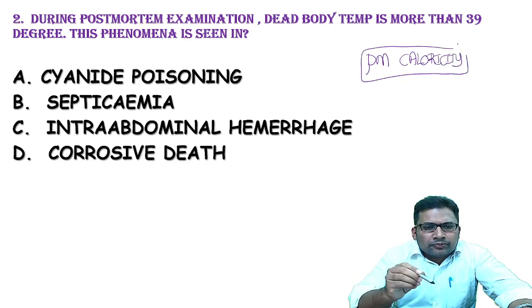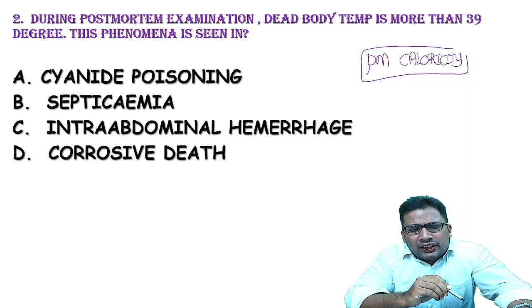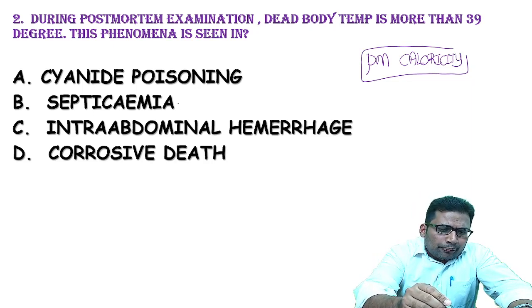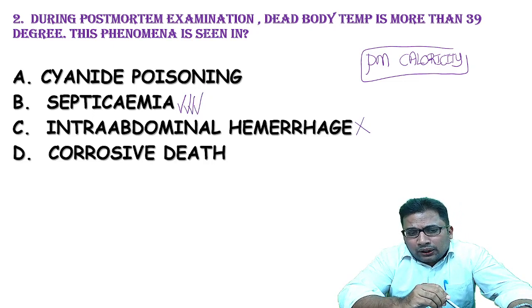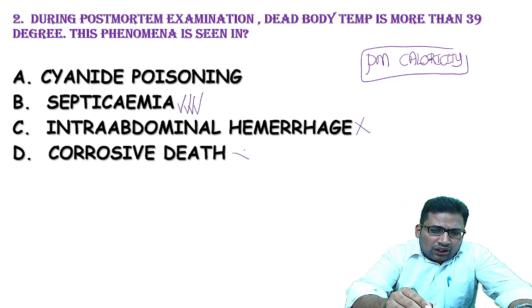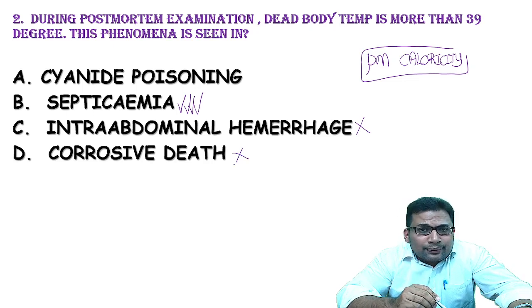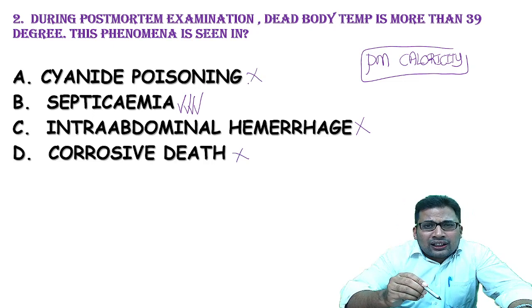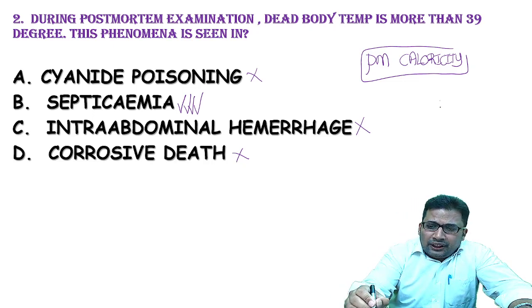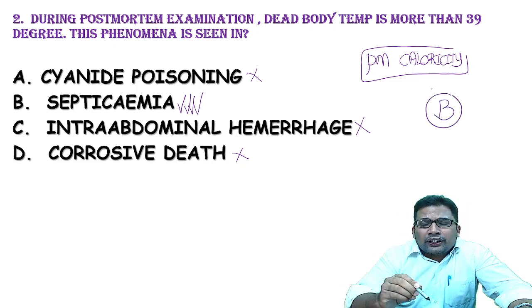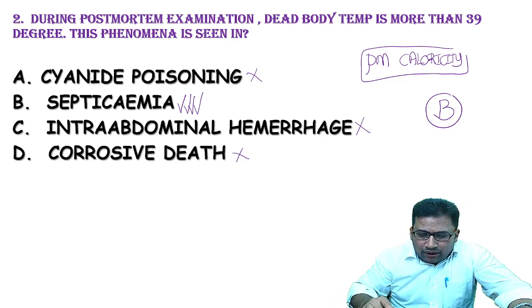PM caloricity can be seen in septicemia, not intra-abdominal hemorrhage. It can be pontine hemorrhage, but not intra-abdominal hemorrhage. Corrosive death, no. It can be seen in strychnine poison or tetanus, but not in corrosive death. Cyanide poison, hyperthermia can be seen, but here the question is dead body temperature. So the better answer is B, according to KSN Reddy 35th edition.